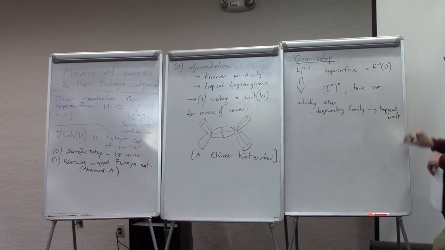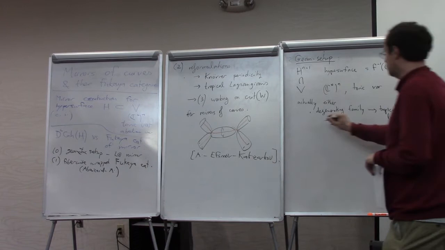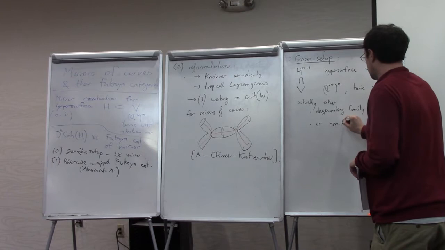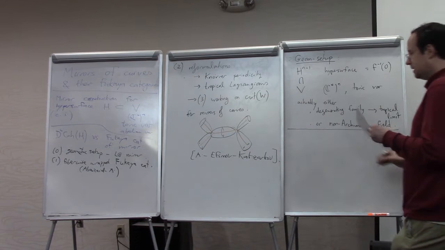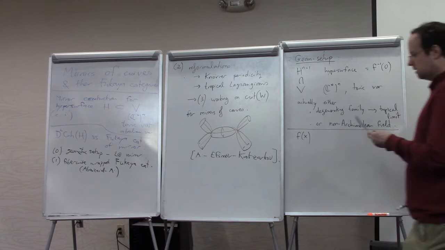There's going to be some parameter t, and as t goes to zero, the equation degenerates, and it looks more and more singular. Or the whole thing should be done over a non-Archimedean field, maybe a Novikov field or something like that. Okay.